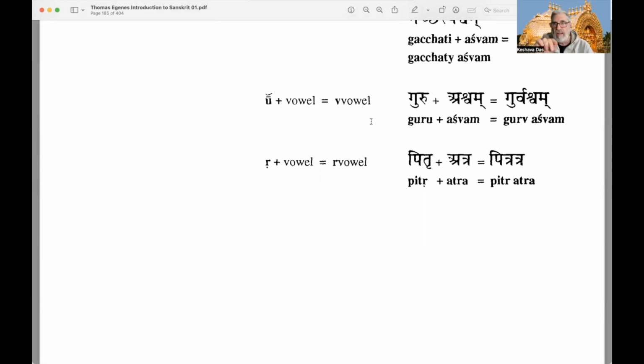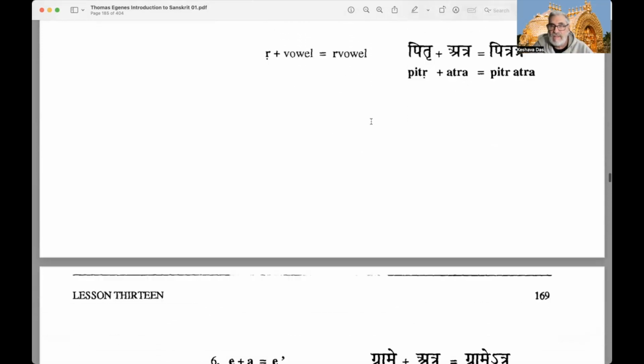Now, if it's Ri, short Ri or long Ri plus a vowel, we have Pitri Atra. Pitri Atra is going to be Pitratra. The Ri actually turned into R, the letter R, which is a semivowel.